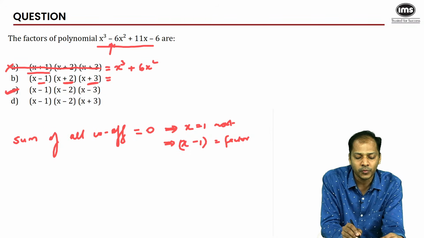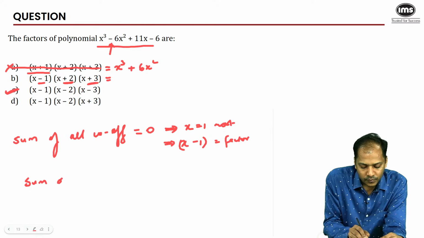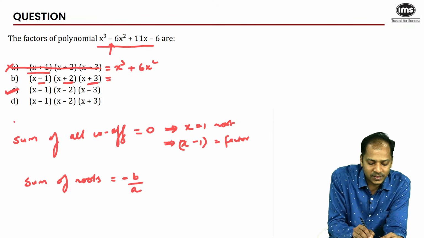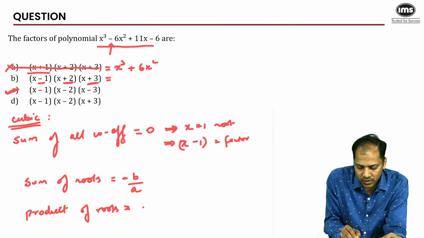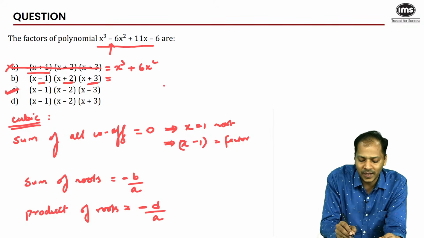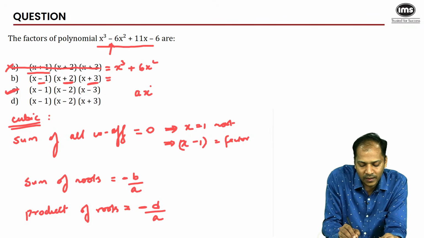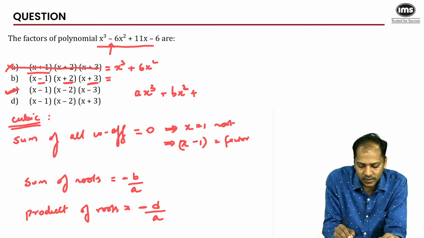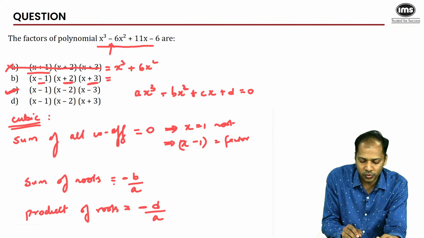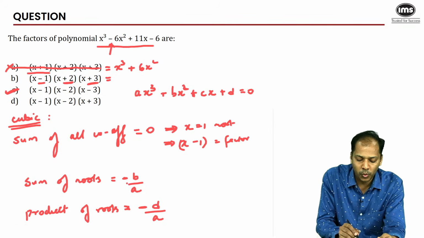Sum of roots is always equal to minus B upon A, and this is a cubic polynomial. So if it is a cubic polynomial, the product of roots is equal to minus D upon A, where A, B, C, D are nothing but the standard coefficients in ax cube plus bx square plus cx plus d equal to 0. For this equation, sum of roots is this and product of roots is this. Both come with a minus sign.